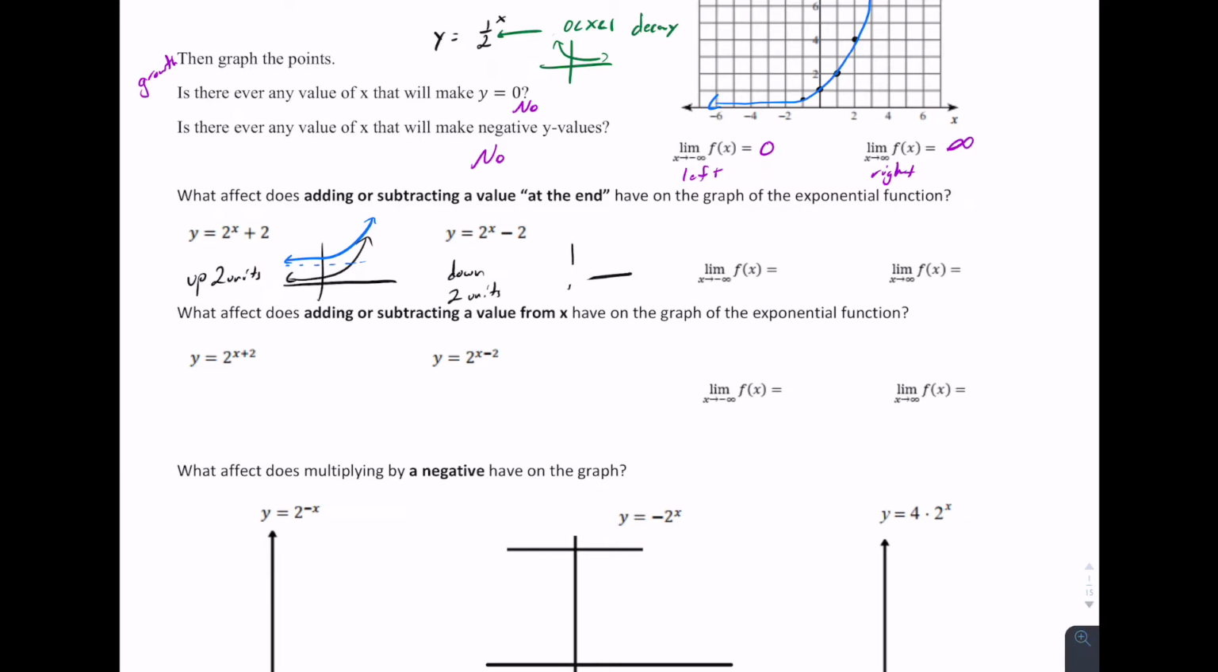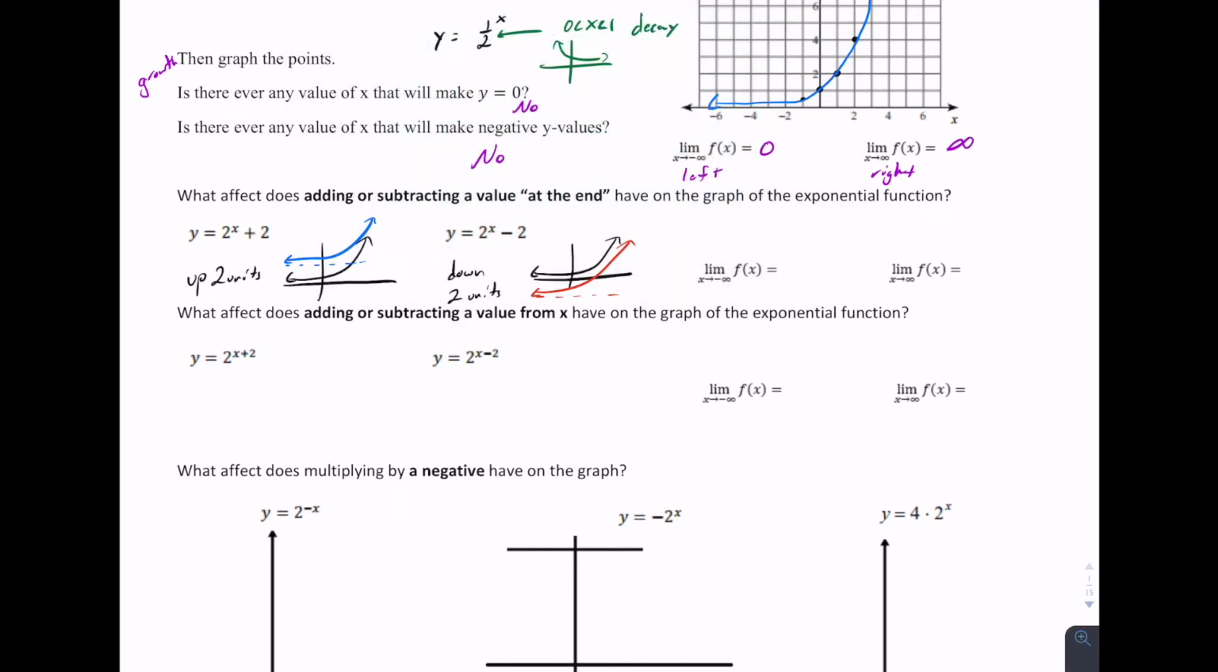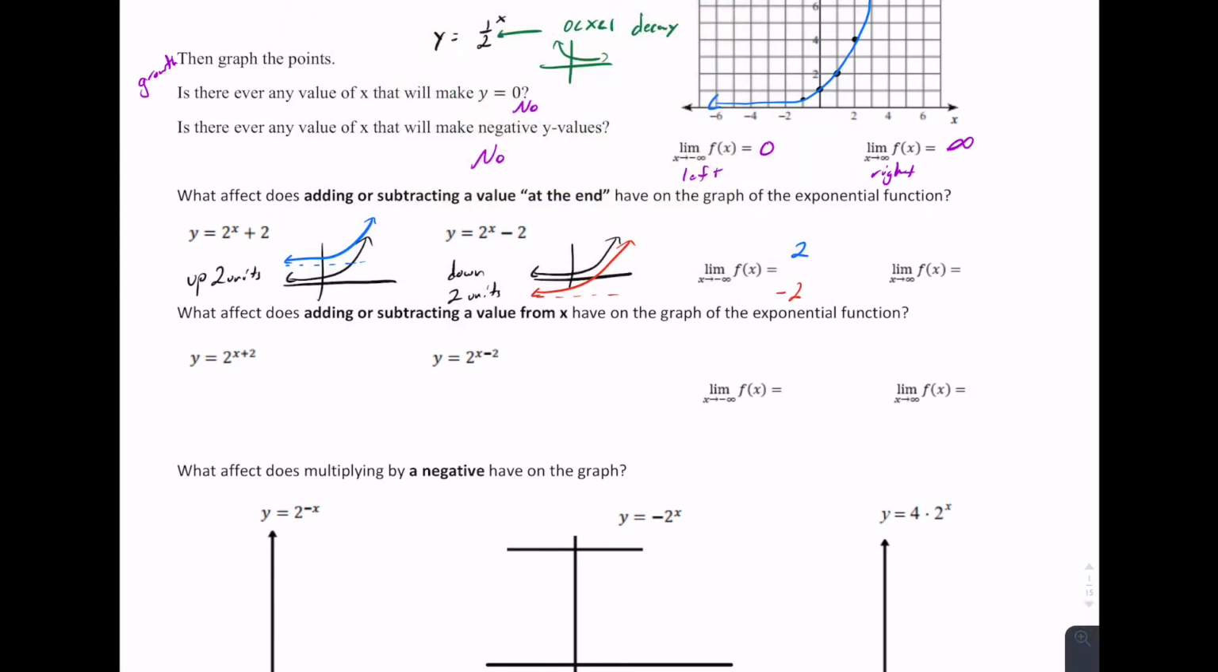So instead of like that, I'll do this one in red. It went down 2 units. So sure, it has some negative values. That's only because you shifted it. And so now for the first one, the new limit as it goes to the left would be 2. And then the red limit, the one where it's shifted down 2 units, would be -2.